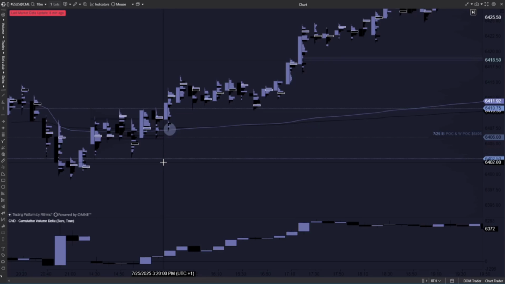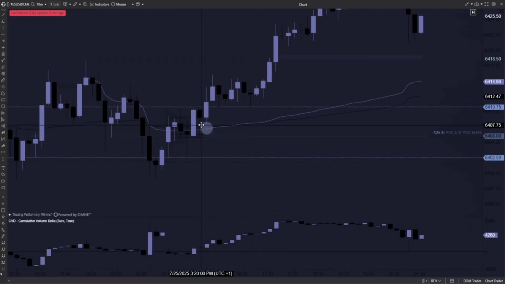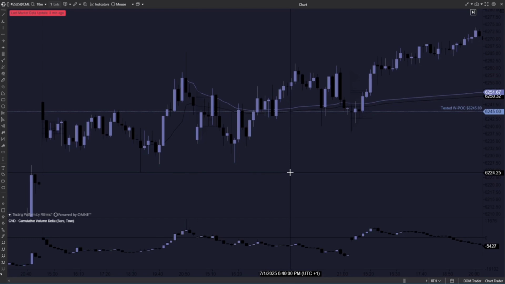Step 3. Identifying the bias. After the first hour closes, I assess where price closed in relation to the initial balance POC and the anchored VWAPs. Here's how I build directional bias. If price closes above the initial balance POC and we're also above the previous day's high anchored VWAP, I'm looking for longs. If price closes below the initial balance POC and we're also under the previous day's low anchored VWAP, I'm looking for shorts. This dual confirmation gives me confidence that price is accepting value in that direction.